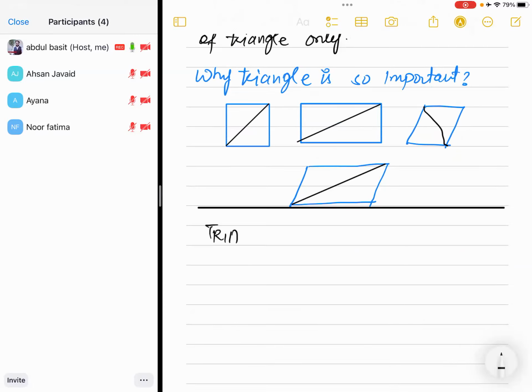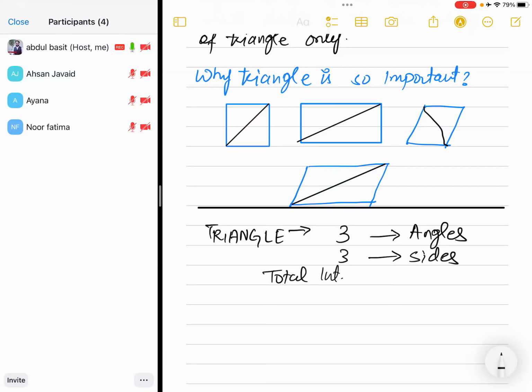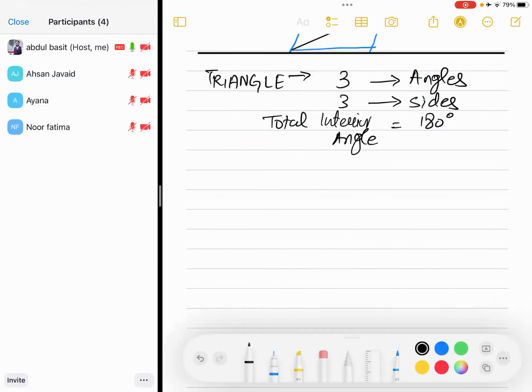So triangle. Tri means three and angle means angle. So it means that it has three angles, and it has three sides. Total interior angle is what? Total interior angle is 180. It is equal to 180 degrees. Agree? So these are some characteristics of the triangle. Technically we have a few types of triangles.